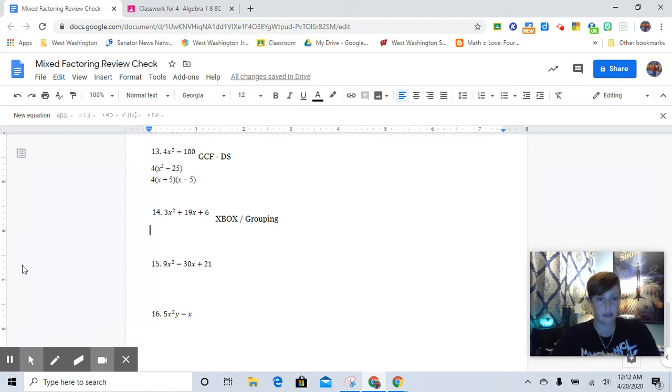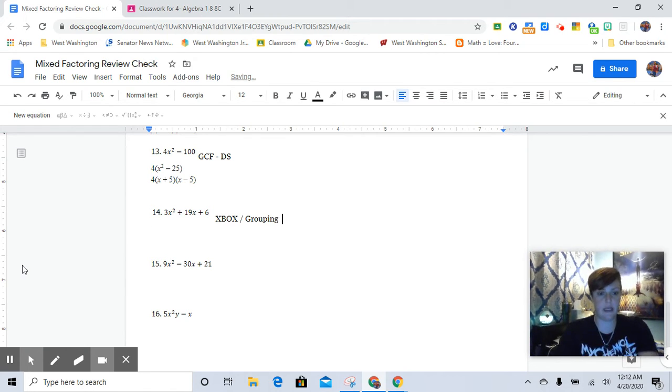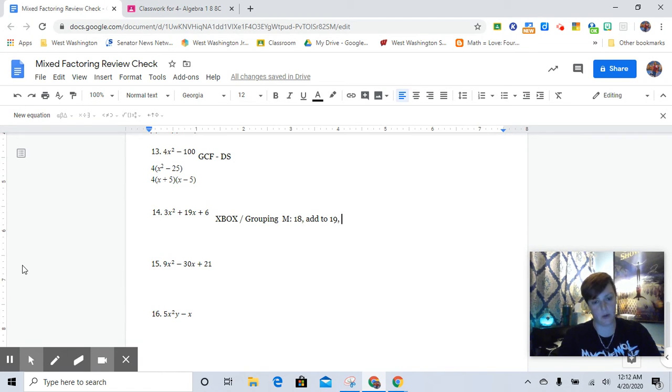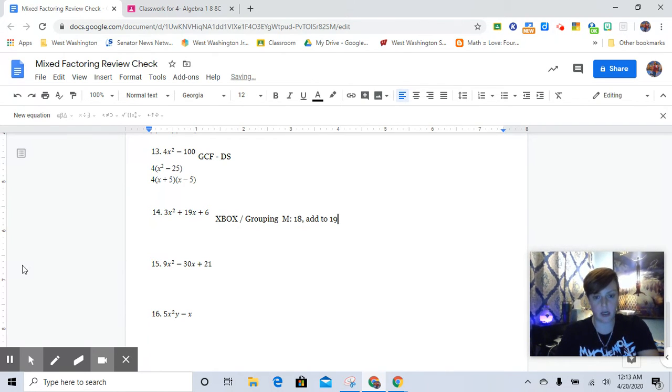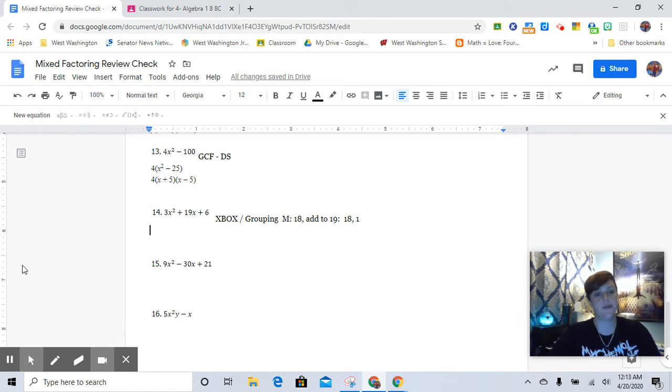So with this one, we need to figure out two numbers that multiply to be 18 because that's A times C, and then add to 19. And so two numbers that multiply to be 18, obviously 3 and 6, right? No. I mean, yes, but no, they don't add to 19. And so this is one of those that I said, you got to remember that 1 is an option. So 18 times 1 is 18. 18 plus 1 is 19. Excellent. So my two numbers are 18 and 1, both of them positive.